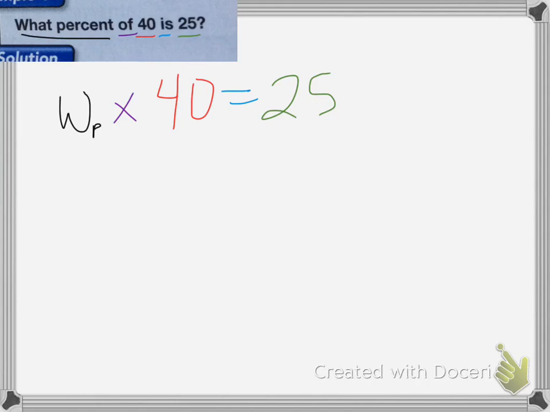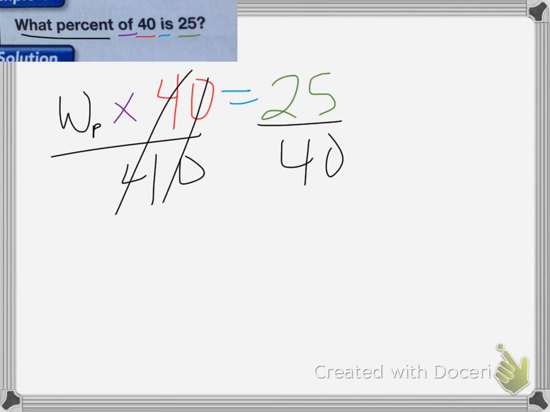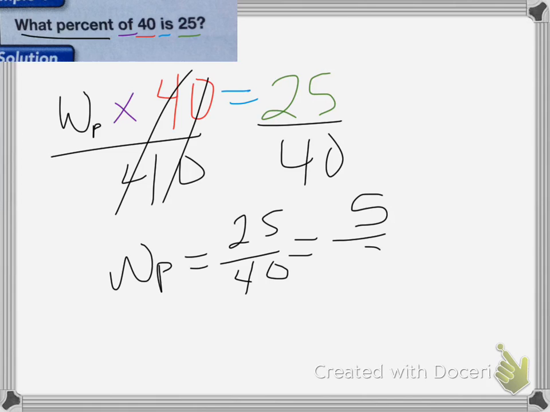Okay, so to solve, we're going to divide both sides by 40, because then that will cancel. So I end up with 25 over 40. The what percent equals 25 over 40, which we reduce down to 5/8.